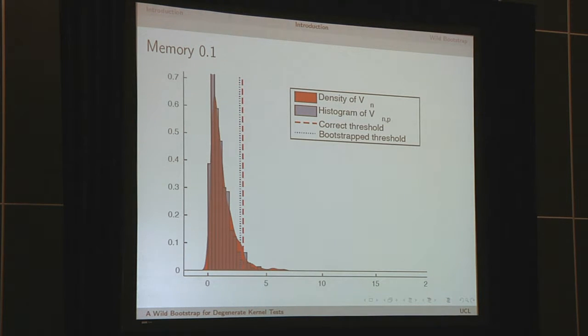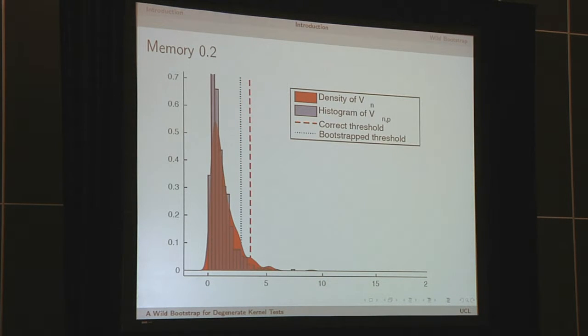So let's look at what happens if we plug random processes into our two-sample test rather than IID observations. If the memory is very small, almost no memory, there is not much difference between the threshold that we get from the bootstrapping procedure and the correct threshold, the threshold that we get from the true density of the V statistic.